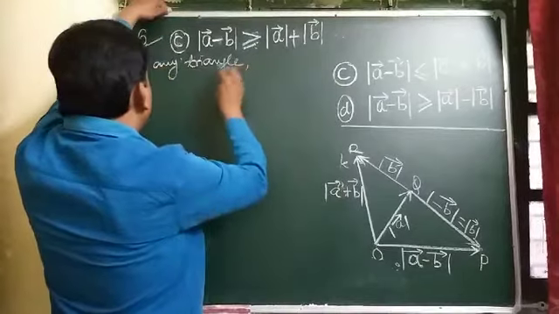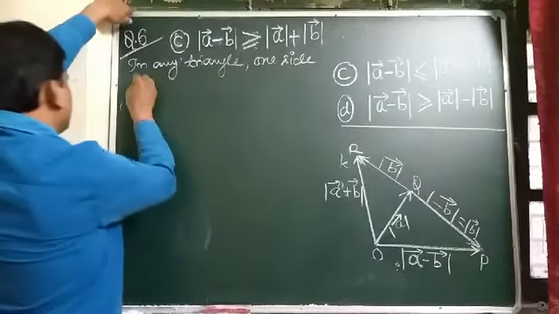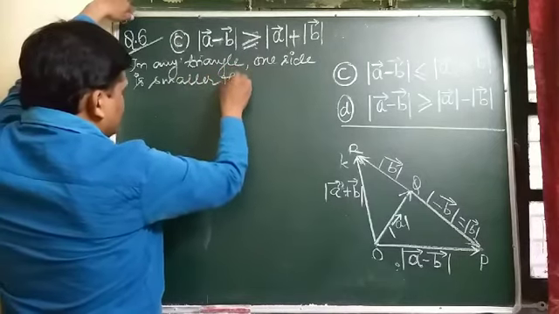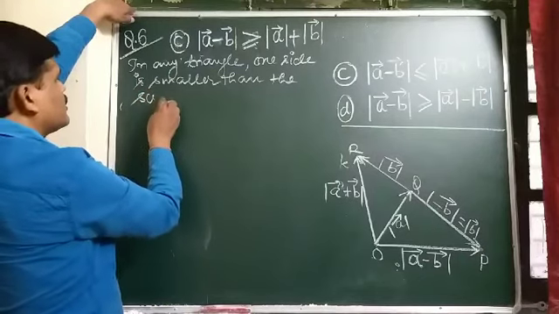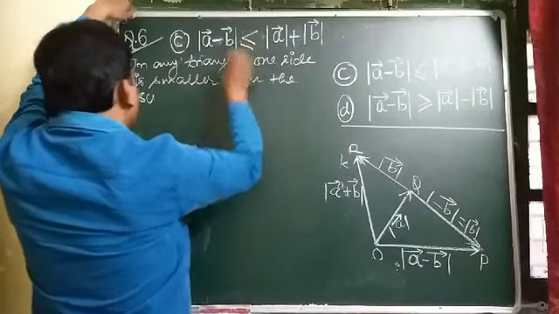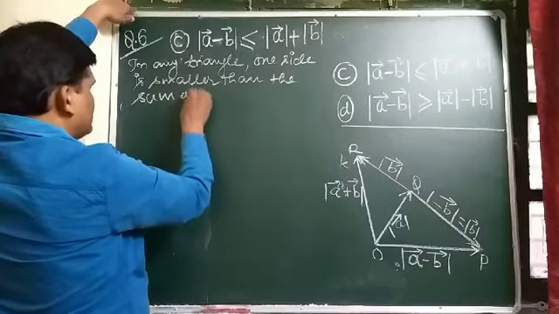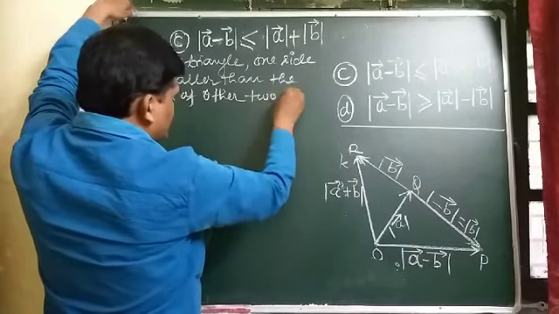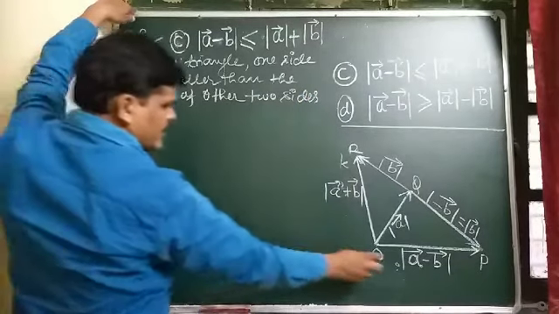one side is smaller than the sum of the other two sides. We have to prove this one. One side of a triangle is smaller than the sum of the other two sides of a triangle. That is one side we have taken.